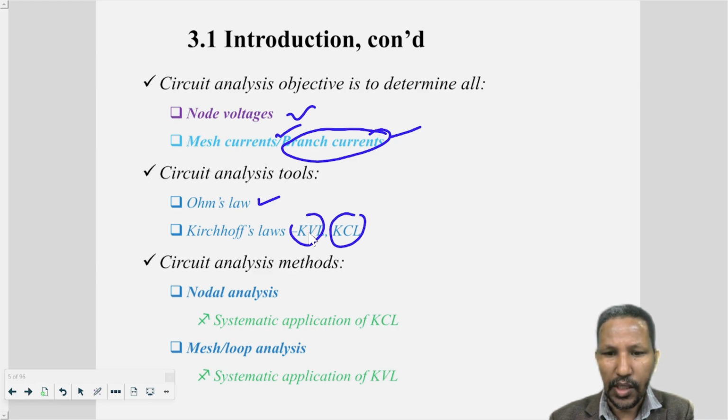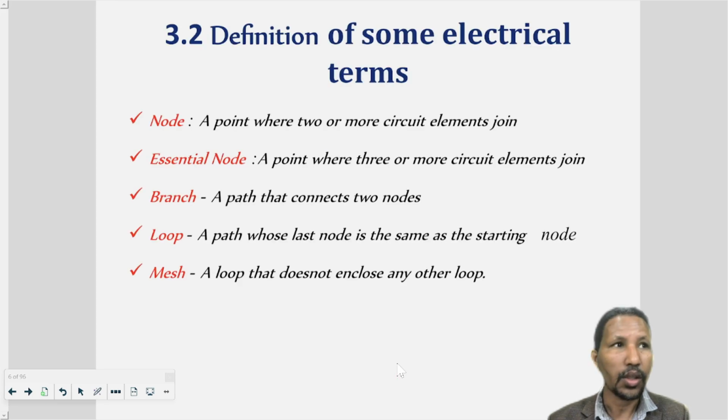For the node analysis method, we are going to apply the systematic application of Kirchhoff's current law. And for mesh or loop analysis, we are going to apply the systematic application of Kirchhoff's voltage law. That means for node analysis, KCL will be considered, and for mesh or loop analysis, KVL will be considered. So before going to this circuit analysis method, we need to consider these terms.